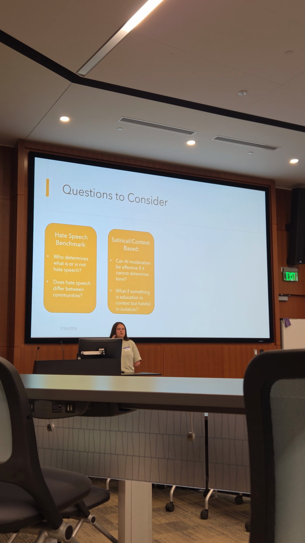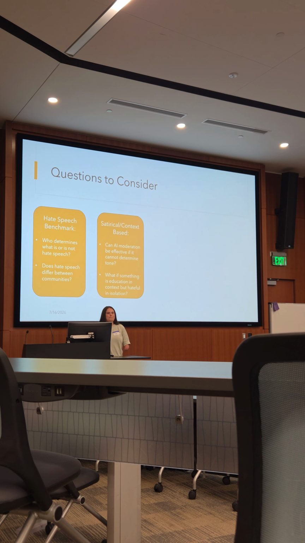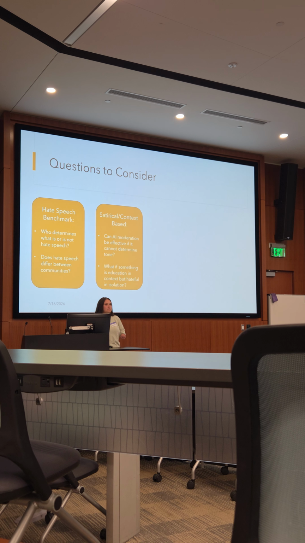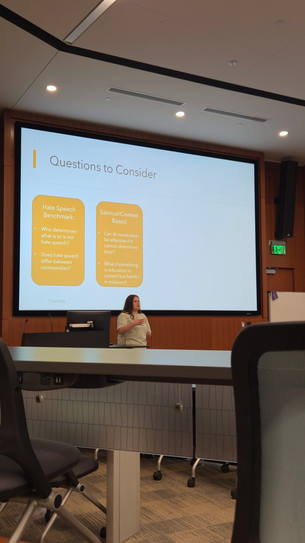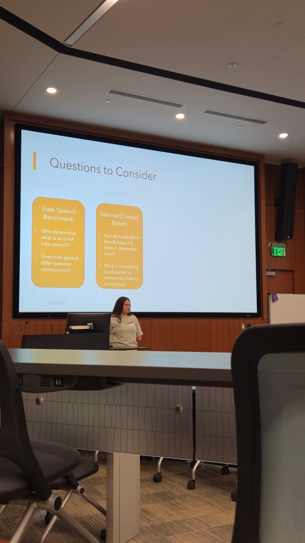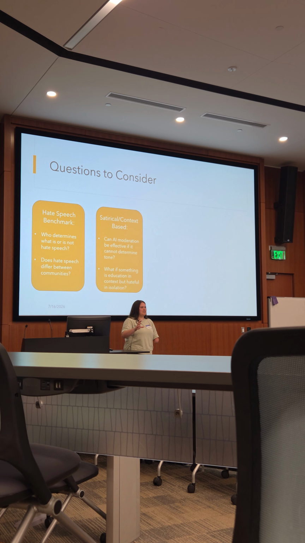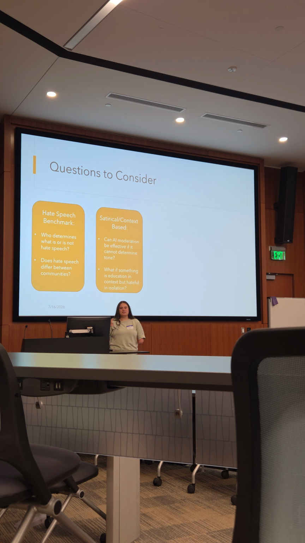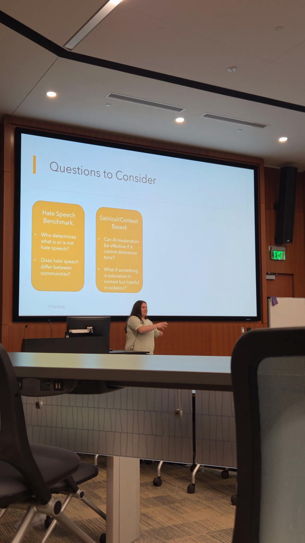Our next question or topic we have to think of is satirical and context-based. AI has a big problem with recognizing what is or is not satirical versus a human. I can look at a comment and be like, oh, obviously they were joking. AI doesn't really do that. It just looks at the words and their definitions. On top of this, I always had this question of what if something is historical or educational in context, but is hateful out of context.